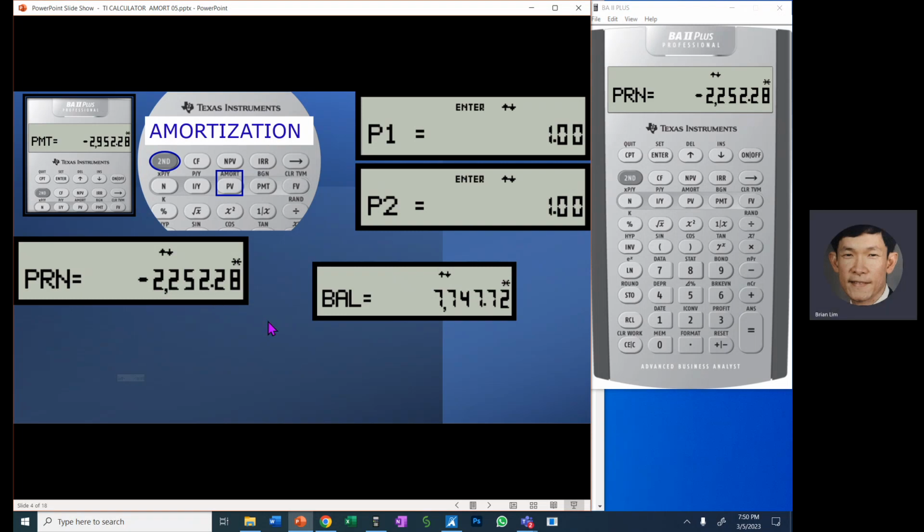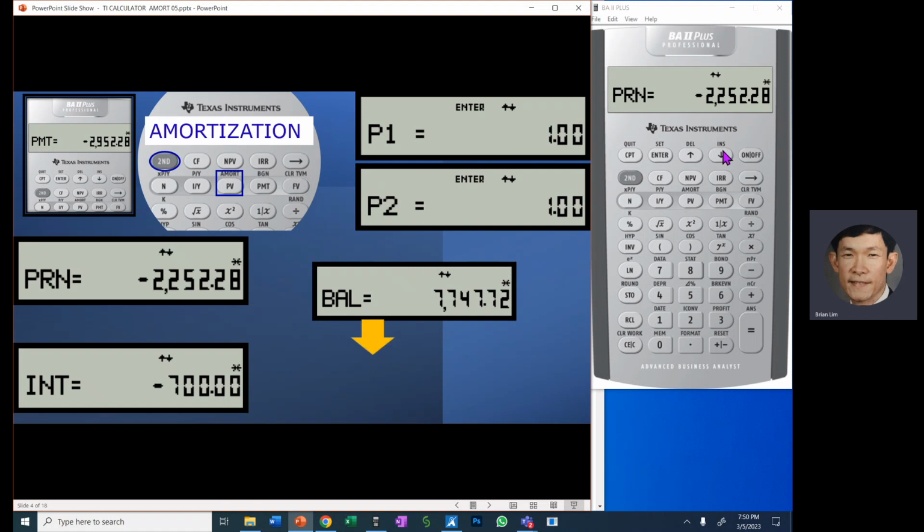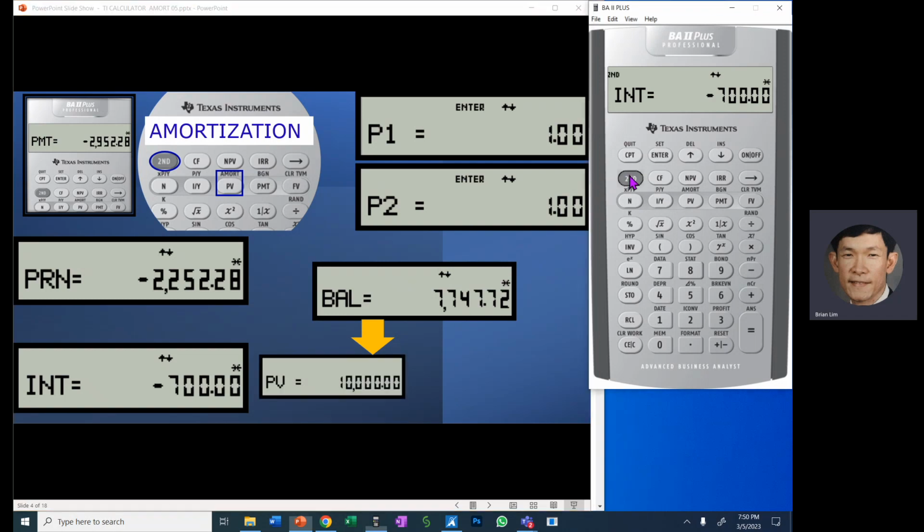And the amount of interest, if we come down here, is $700. All right, now, how are we getting this balance? Let's have a look. Remember, the starting amount of the loan was $10,000. If we go back and recall the present value, it's what we started with, $10,000.